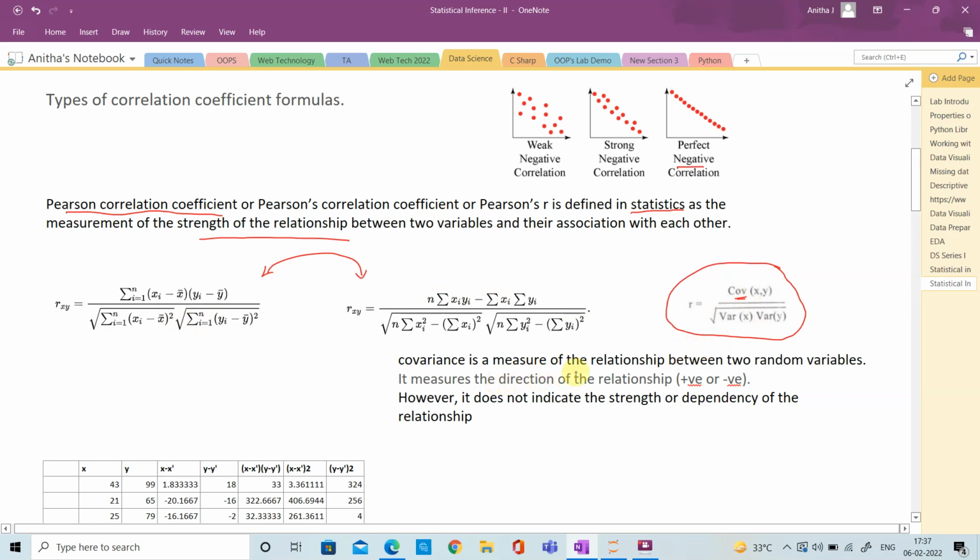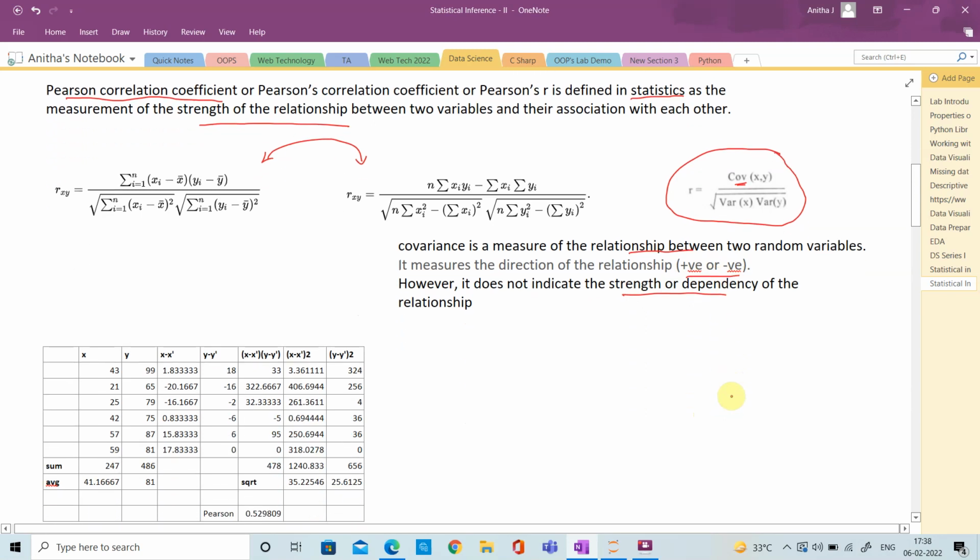Covariance is a measurement which provides the relationship between two variables, but it specifies only the direction, whether it is positive correlation or negative correlation. It won't indicate the strength or dependency of the correlation. First we'll see the Pearson correlation coefficient.